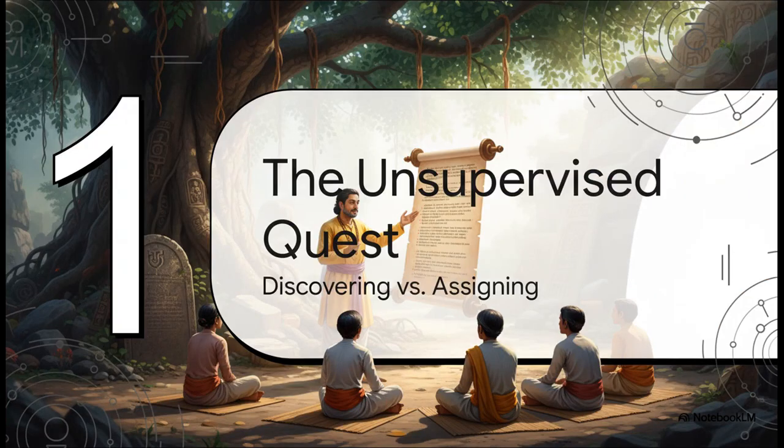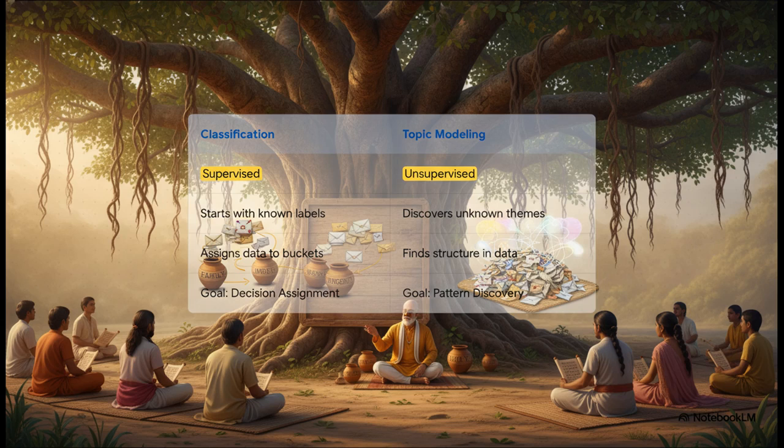Okay, first things first, we have to frame this problem in the right way. This is a quest for discovery, which is a totally different ballgame from just assigning labels to things. The contrast here is what's really interesting. On one side, you've got classification, that's supervised. Think of it like sorting mail into boxes that are already labeled. Bills, junk mail, letters. You already know your categories. But topic modeling, that's the complete opposite. It's unsupervised. You haven't been given any labels. Your job is to stare at this chaotic pile of mail and figure out what the categories should even be. You're discovering the structure from scratch, not just sorting things into buckets.